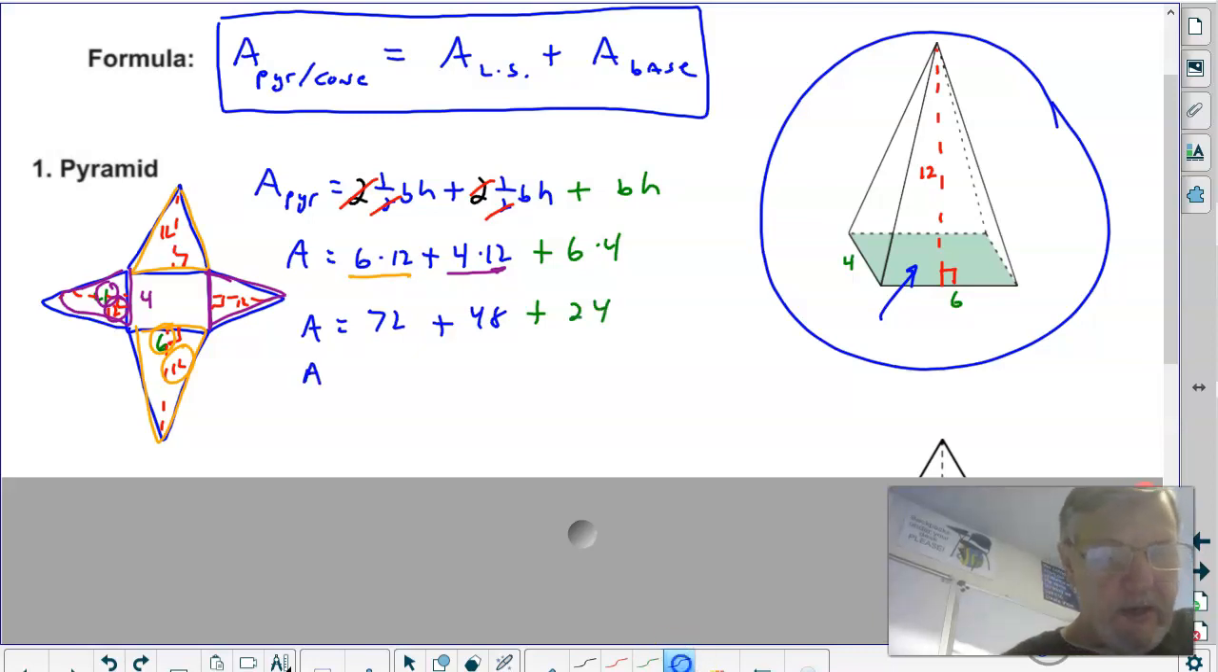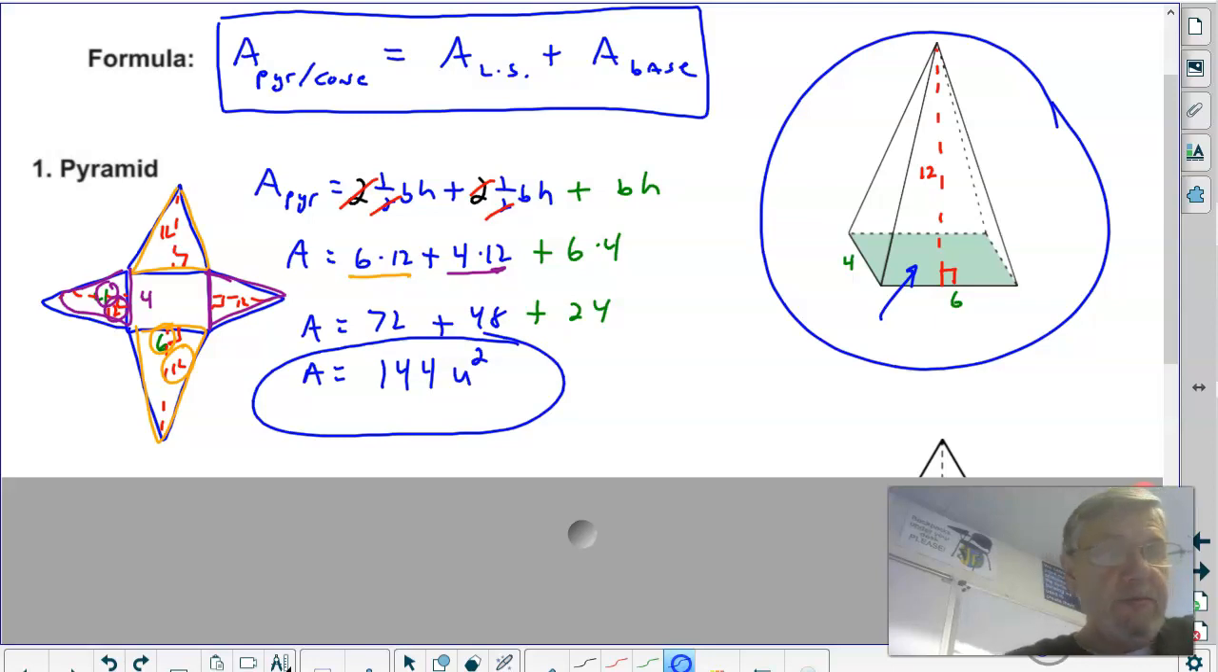So add all that up. The lateral surface: 72, 82, 92, 102, 112, and 8 more, 120, right? 120 and 24, 144 square units. We're doing surface area, right? Square units. And that would be the surface area of our rectangular pyramid. Now again, the pyramid could have a square base.